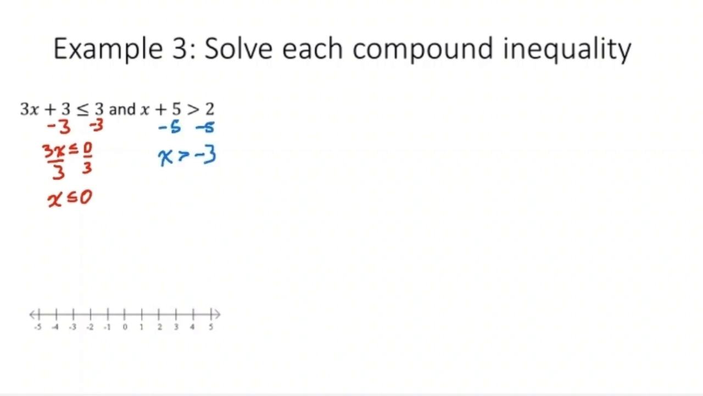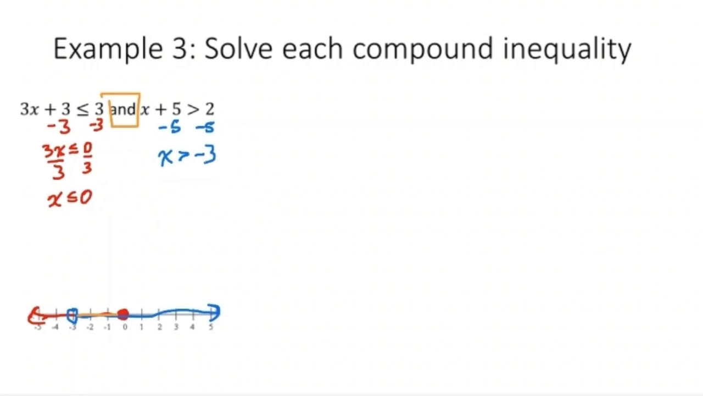We'll plot the solution to the first inequality in red, then the solution to the second inequality in blue. Now the key word for the compound inequality is and. To be a solution to the and compound inequality, we must be a solution to both of the inequalities. If we take a look at our graph, this is going to be where our red and blue overlap. Well, we can see they overlap between -3 and 0, which I'm highlighting in orange.